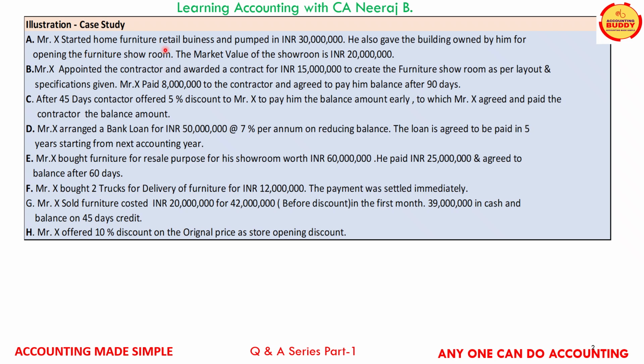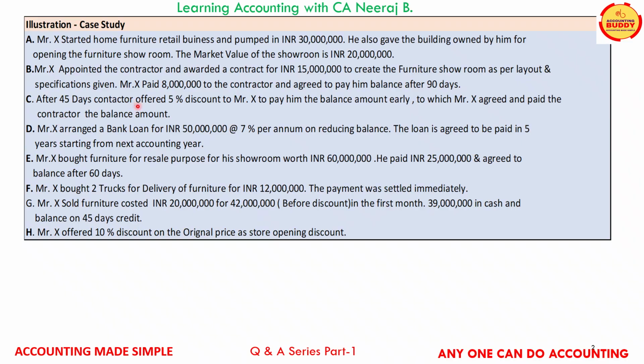Let us go through the business scenario displayed on your screens together. Mr. X started home furniture retail business and pumped in 30 million. He also gave the building owned by him for the opening of the furniture showroom. The market value of the showroom is 20 million. Mr. X appointed the contractor and awarded him the contract for 15 million to create the furniture showroom as per layout and specifications given. Mr. X paid 8 million to the contractor and agreed to pay the balance after 90 days.